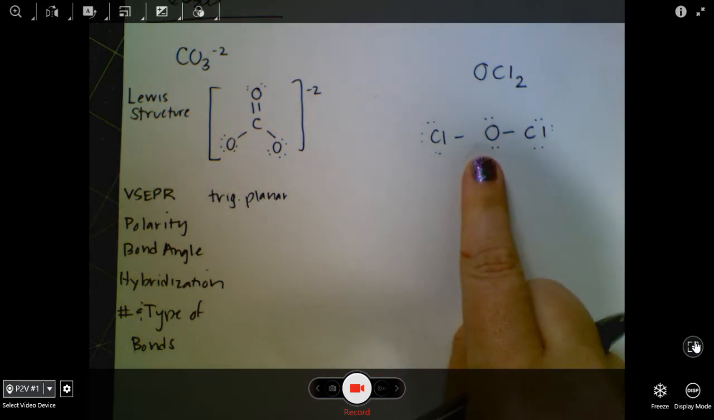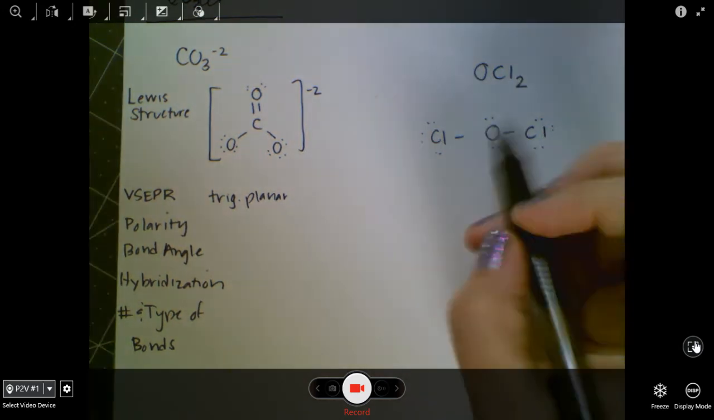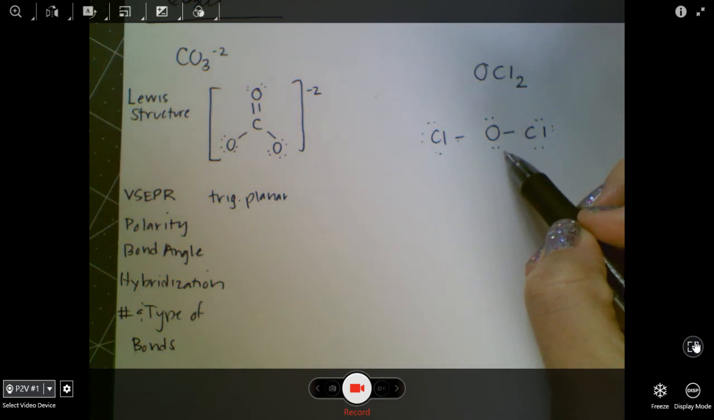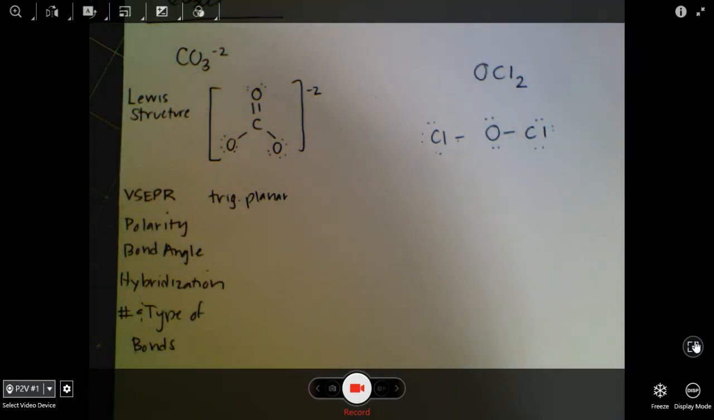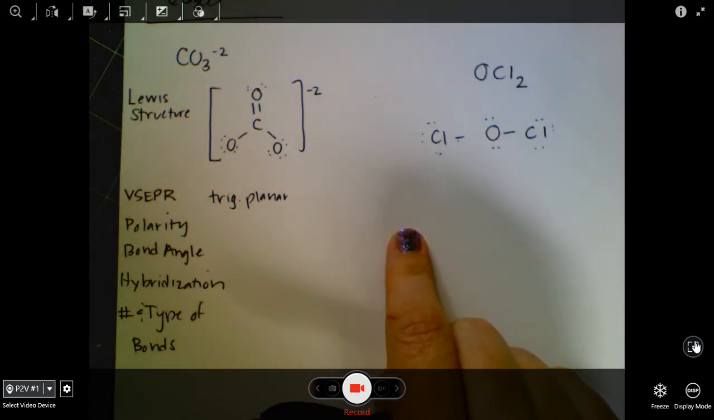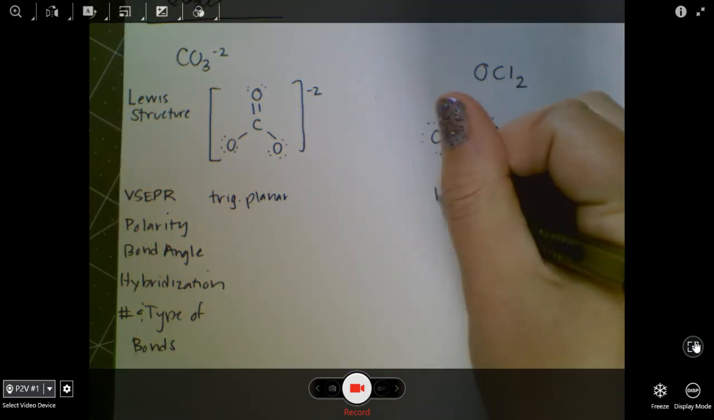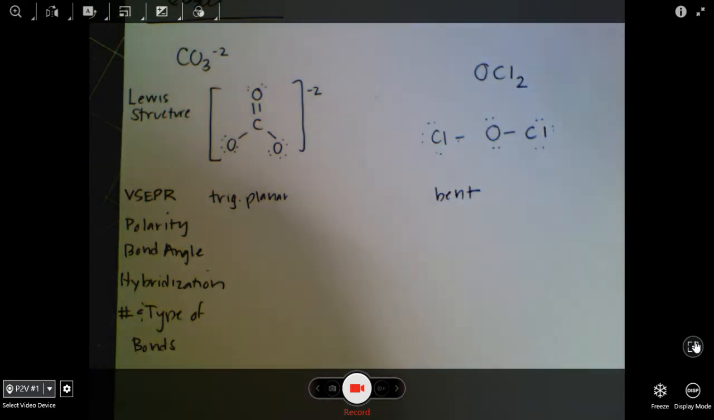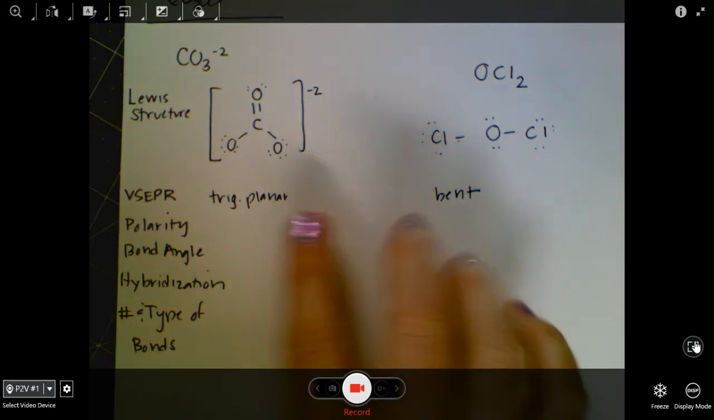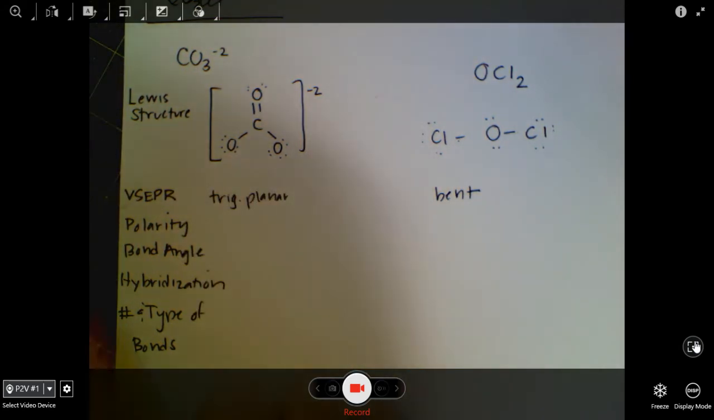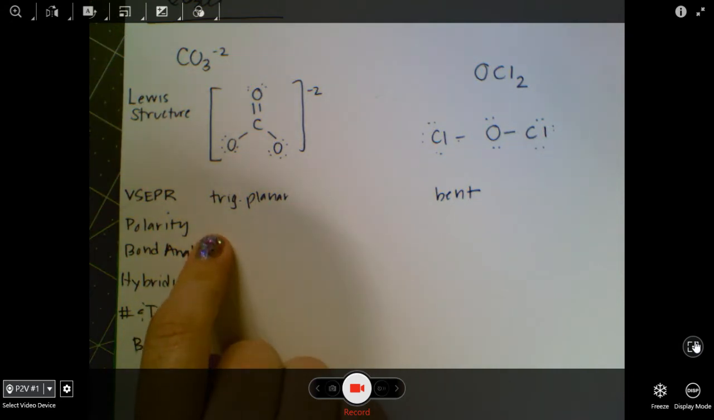If I take a look at OCl2, I have 4 electron dense areas here. 2 of them are bonds and 2 of them are unshared pairs. So this is going to be a bent molecule. Okay, so these are all the kinds of questions that they could potentially ask you about these kinds of Lewis structures. Okay, the next thing is going to be polarity.